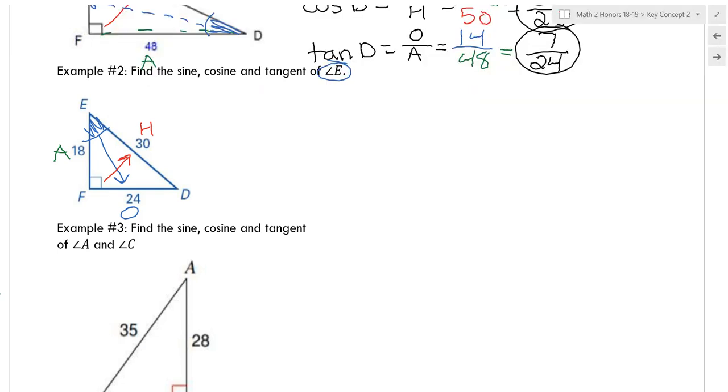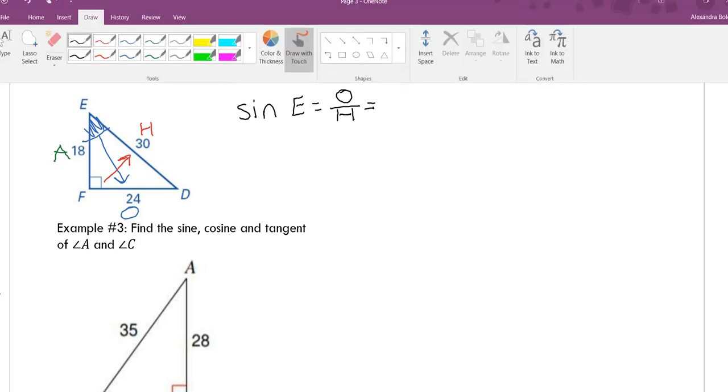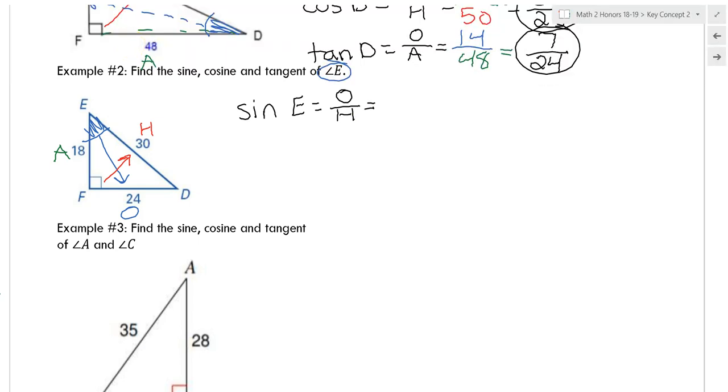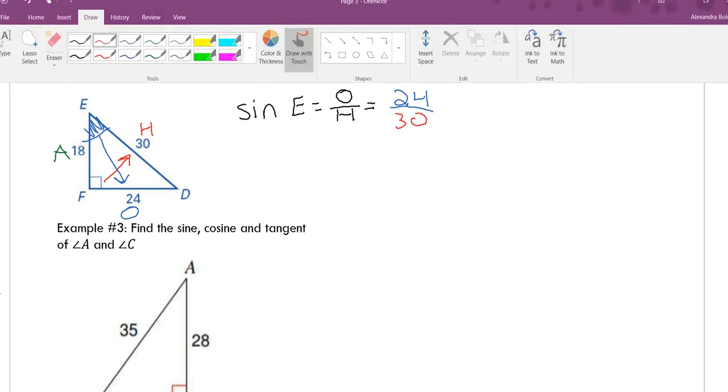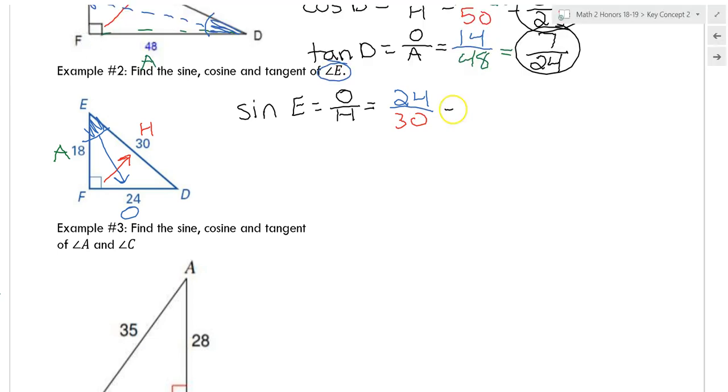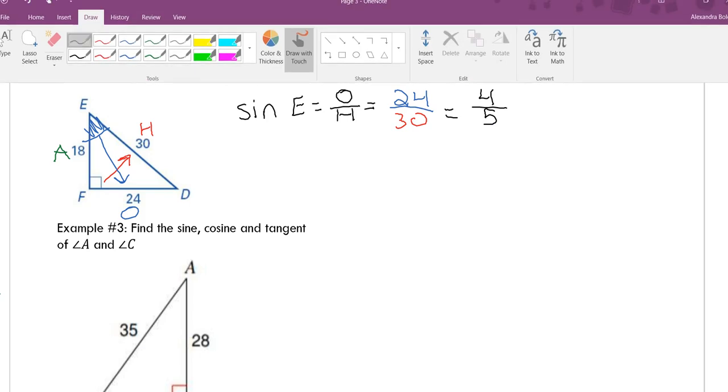Okay. So we're finding the sine, cosine, and tangent of angle E. Sine of E. Again, the definition of sine is opposite over hypotenuse. My opposite side here is 24. My hypotenuse is 30. Then I'm reducing my fraction using a calculator, or I see that 6 can go into both of these. I get 4 out of 5.